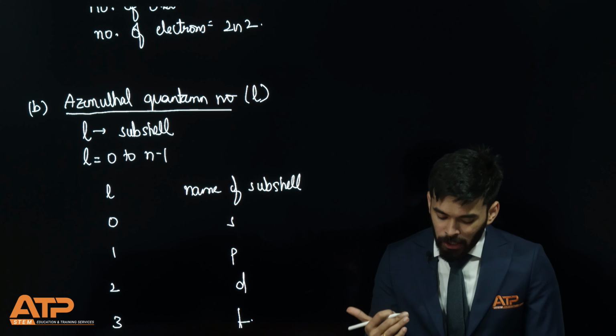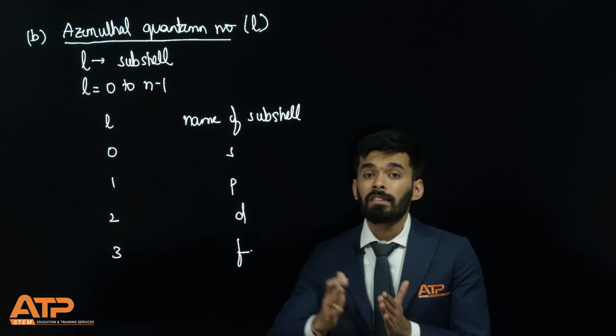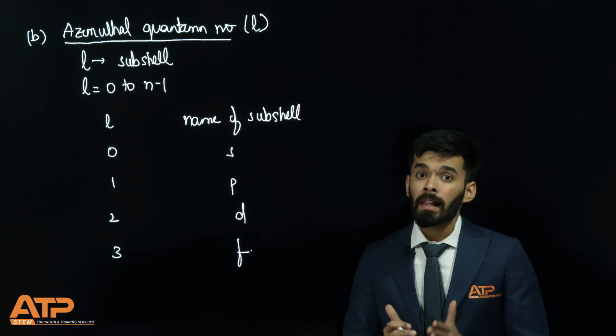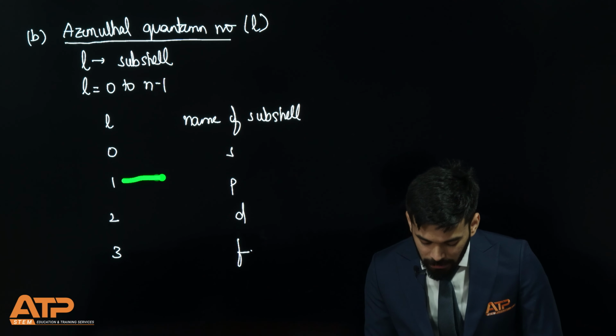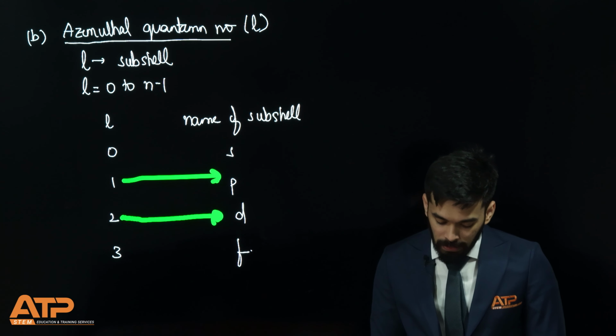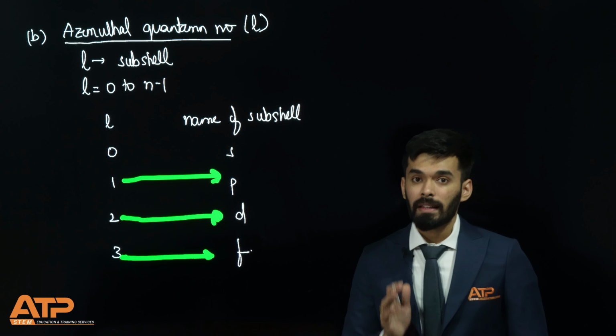And each value of L represents a subshell. 0 value of L represents S subshell, 1 value of L represents P subshell, 2 value of L represents D subshell and 3 value of L represents F subshell.